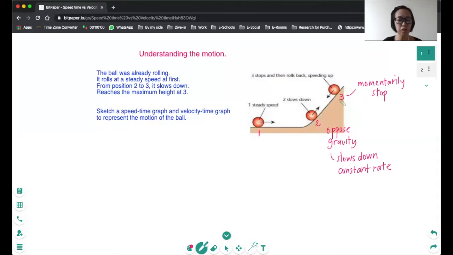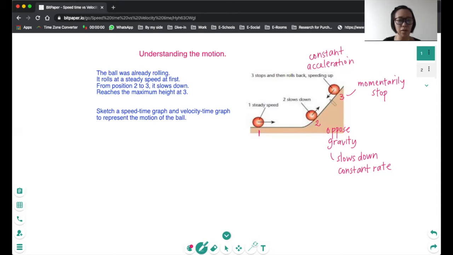From position 3 to 2, it will be coming down because it's being pulled by gravity. So it will then speed up. When it speeds up, that means it will accelerate because it's being pulled by the same amount of gravity coming down and the slope doesn't change. So it will be constant acceleration from position 3 to 2. There'll be another video that looks at the forces acting on the ball and how they affect the motion. We'll do that separately.